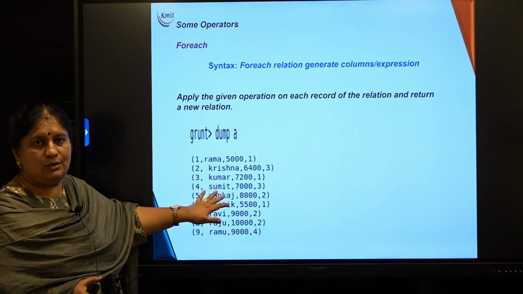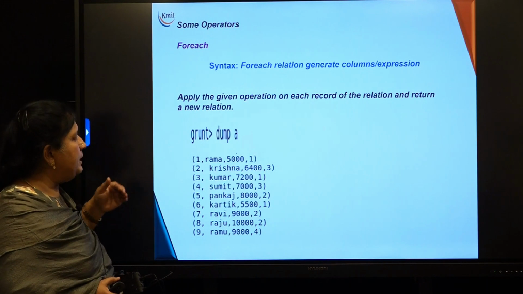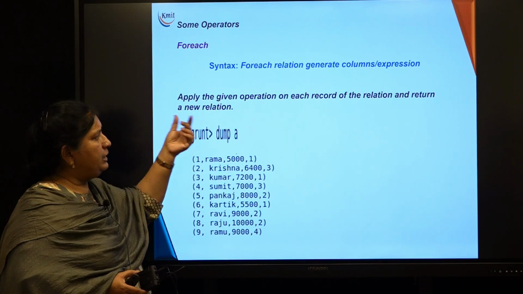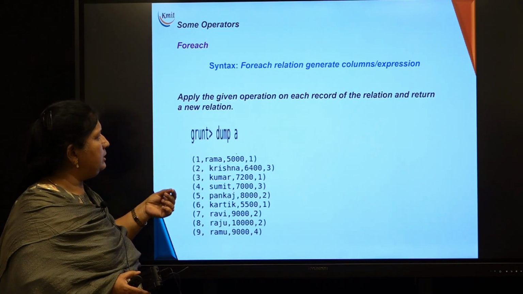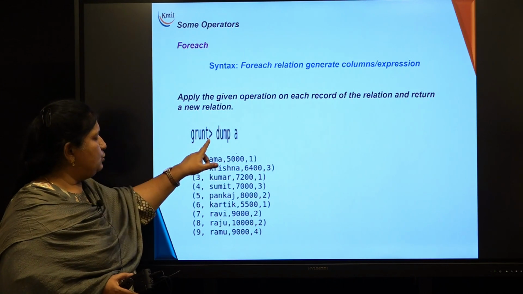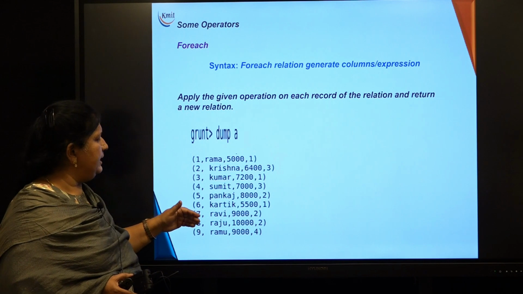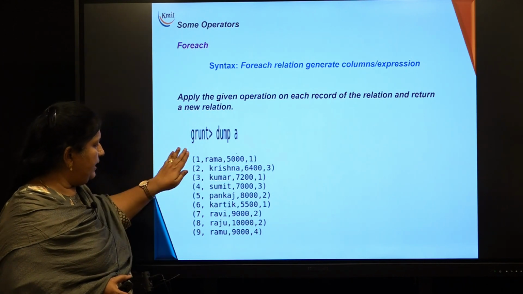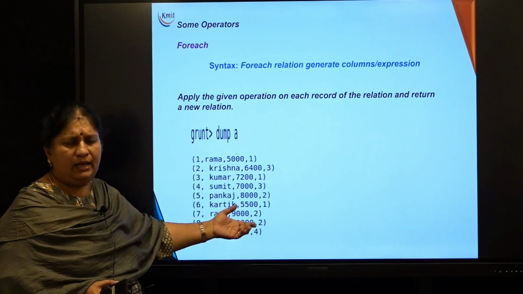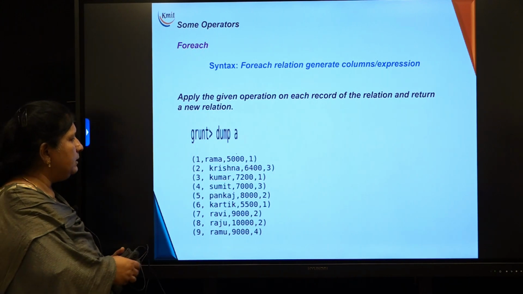I have done the execution and took screenshots of the outputs and pasted them here. So try to see this one. Apply the given operation on each record of the relation and return a new relation. Suppose this is the requirement. First one, dump A. I have a relation which I have loaded from an employee data set, wherein there is employee number, name of the employee, salary and the department ID in which they are working. Say, for example, this is the data.